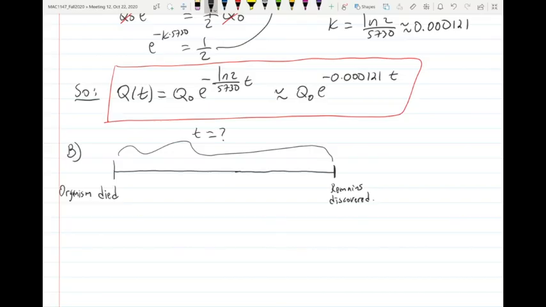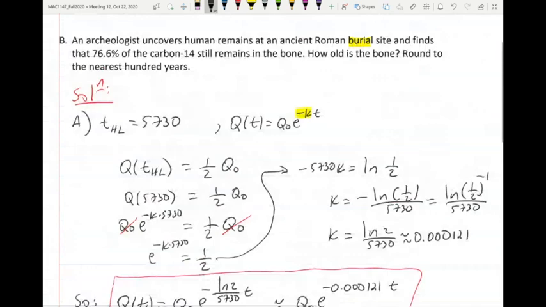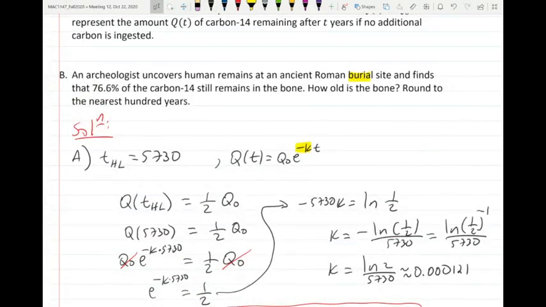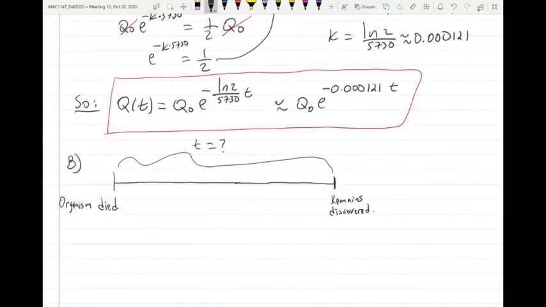Okay, so now let's see. When they find the remains, how much of carbon-14 do we have left? We have 76.6% of carbon-14 left, right? So at this point in time, this will be our t equals 0. We're going to start counting when the organism died, and then we want to know how many years have passed until it was discovered.